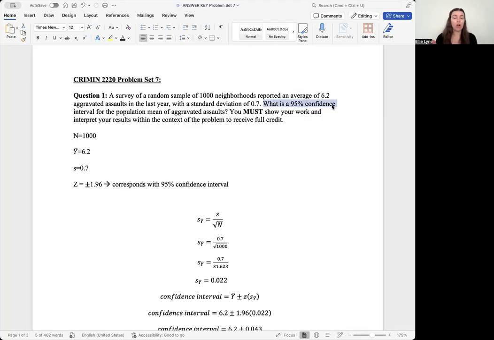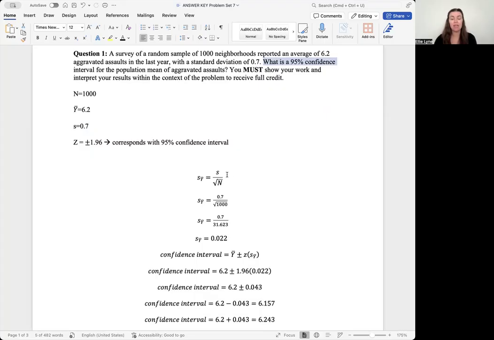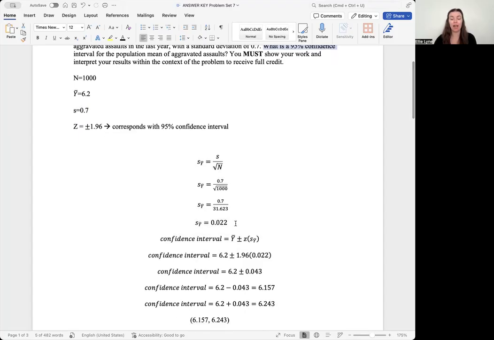Standard across all confidence intervals, the first thing that we need to calculate is our standard error. For means, how we go about that is, S_Y here designates our standard error. We need to take our sample standard deviation, which is represented by S, and divide that by the square root of N, which is our overall sample size, which from the context of the problem was 1,000 neighborhoods. You see me work out the math here, and you should get a standard error value of 0.022.